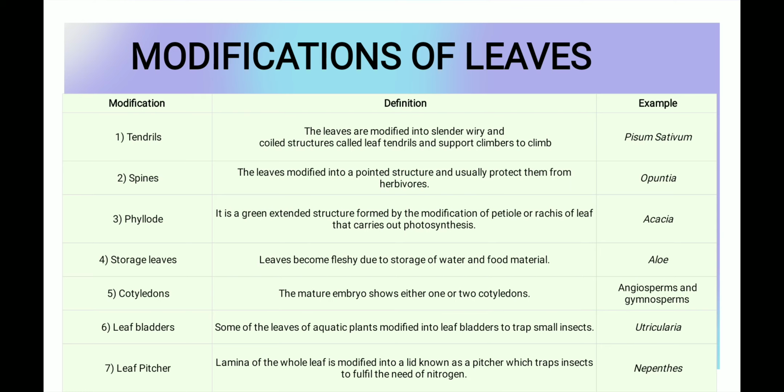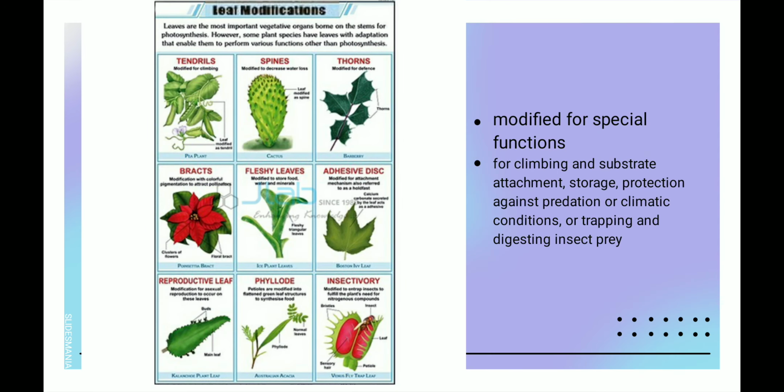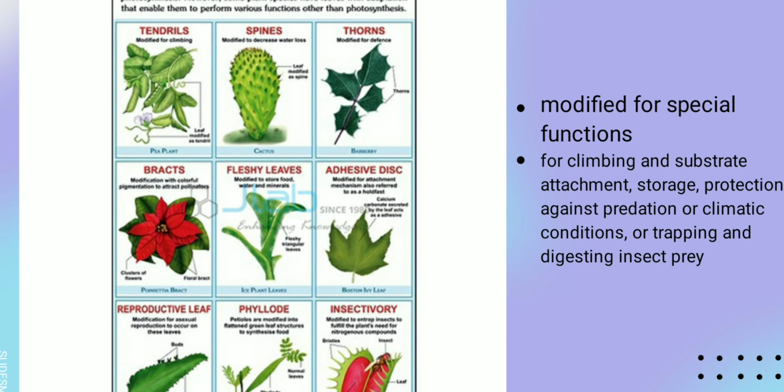So we have tendrils first. These are the leaves that are modified into slender, wiry, and coiled structures called leaf tendrils and support climbers to climb. For example, the Pisum sativum. We have here a photo wherein we can refer to it. So tendrils. And then the spines, wherein the leaves are modified into pointed structures and usually protect them from herbivores. Example is the Opuntia or even the cactuses.